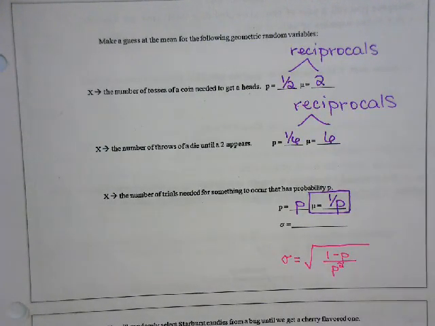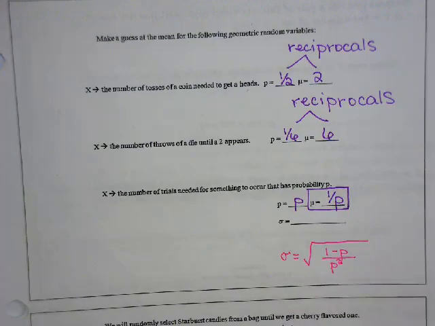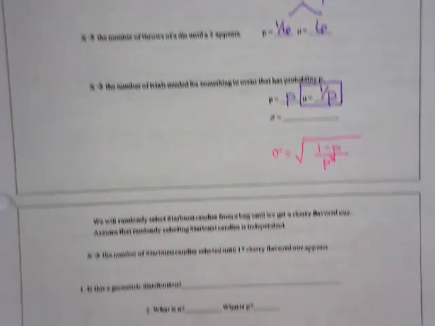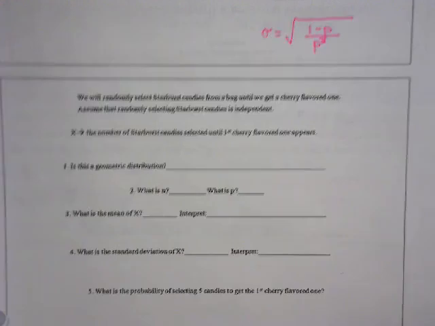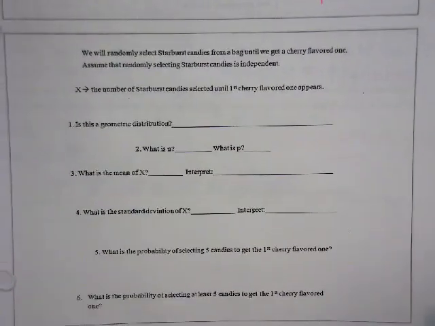Now we're going to go back to the Starburst examples, and I'm going to show you the calculator function for geometric variables. This time, we're just going to pick Starburst from the bag until we get the first cherry. We're also going to assume that my bags were normal and had pink in them. X represents the number of Starburst candies until the first cherry appears.